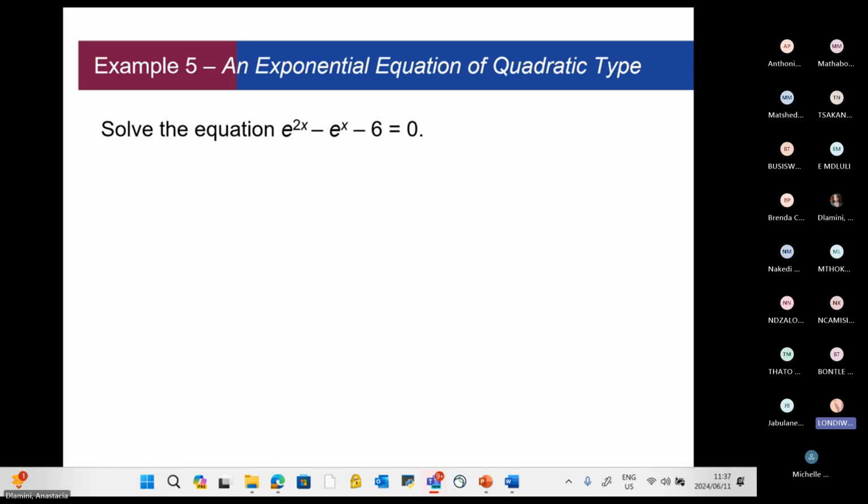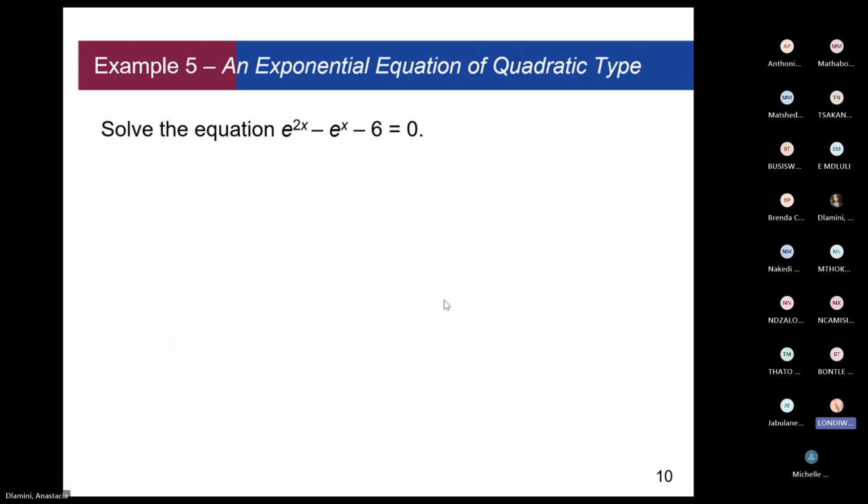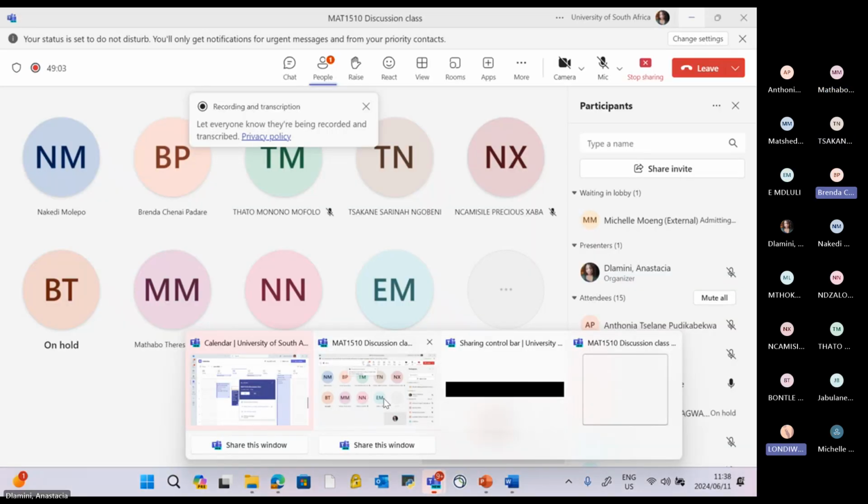Using the exponential law, we are going to dissolve e to the exponent of 2x to be e to the exponent of x in brackets to the exponent of 2, so that we have e to the exponent of x, and we are going to use the k method, substituting e to the exponent of x equals k. Then we are going to have k to the exponent of 2 minus k minus 6 equals 0. Then we solve for k. That's what I was thinking. Yes, because here we introduce the k method.